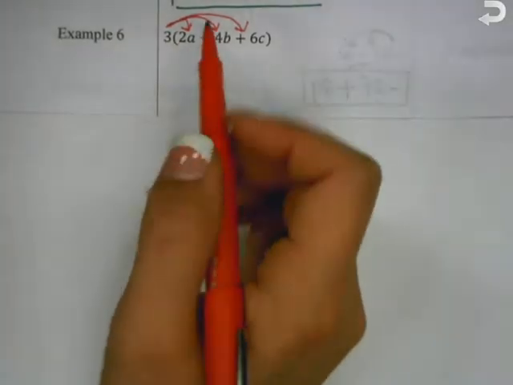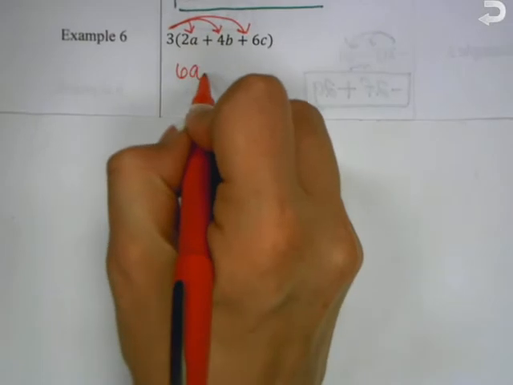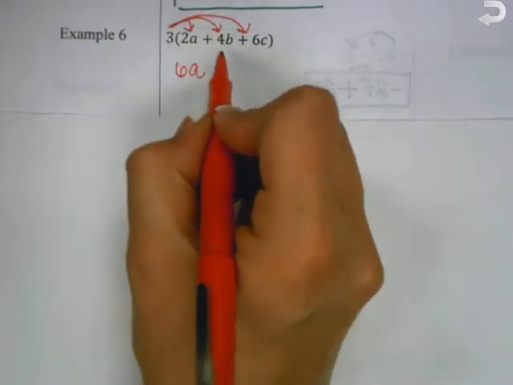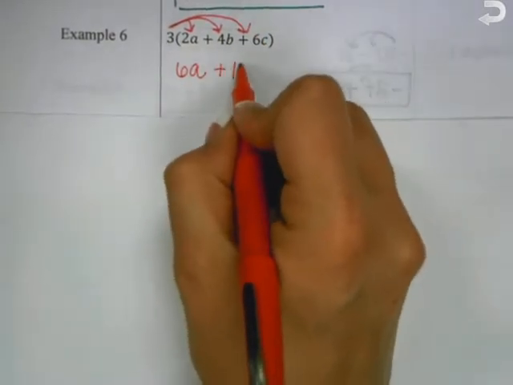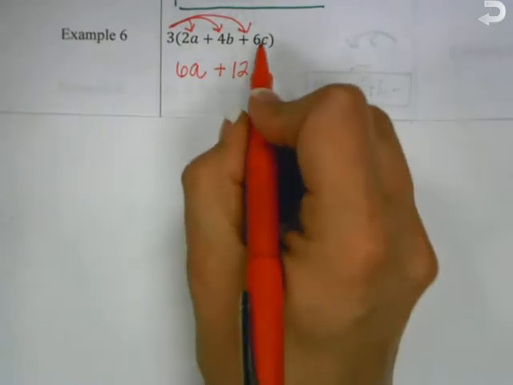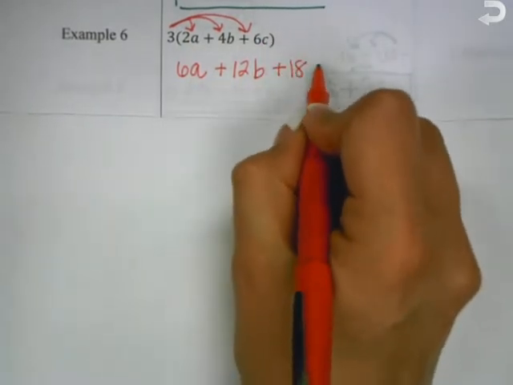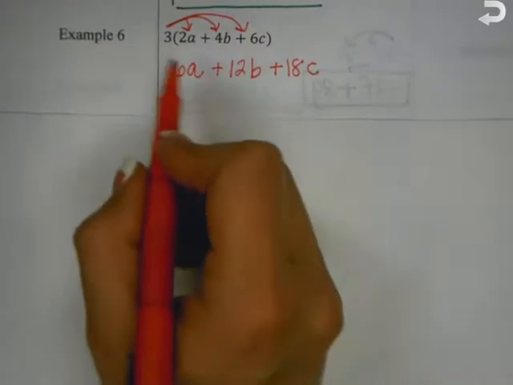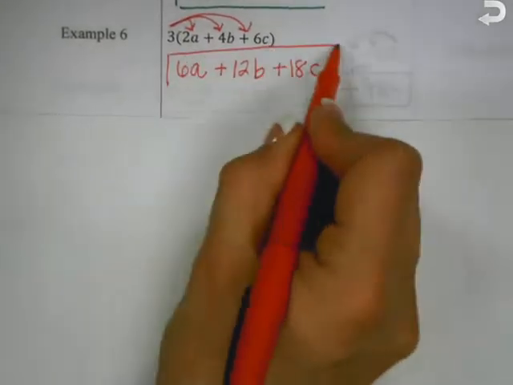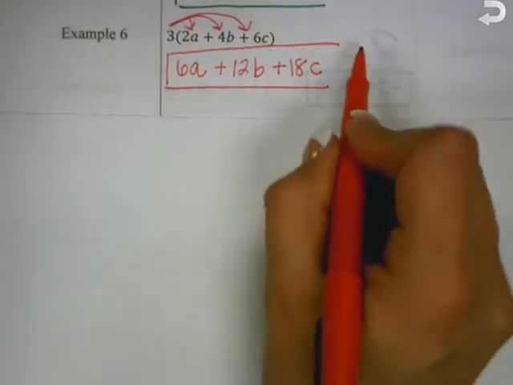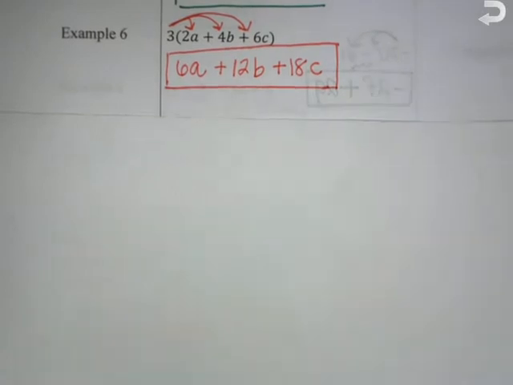3 times positive 4b. Positive 12b. And 3 times positive 6c. Plus 18c. I can't combine any of those terms. None of them are like terms. So that's my answer. 6a plus 12b plus 18c.